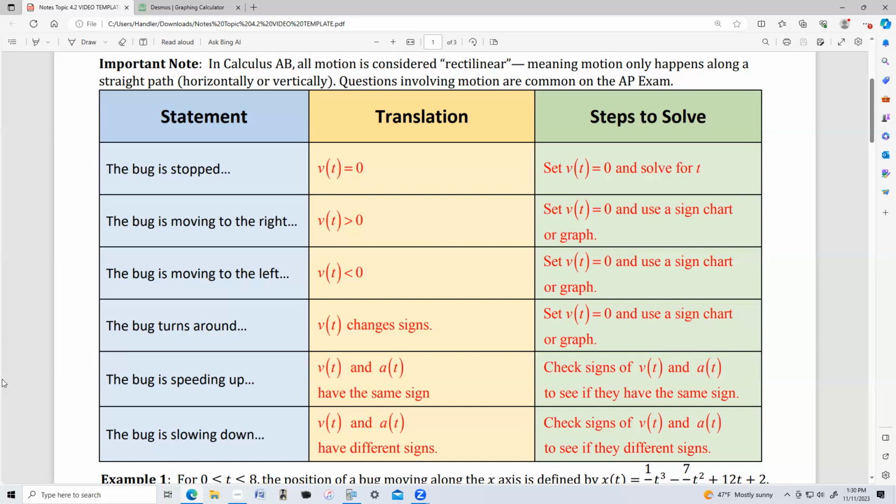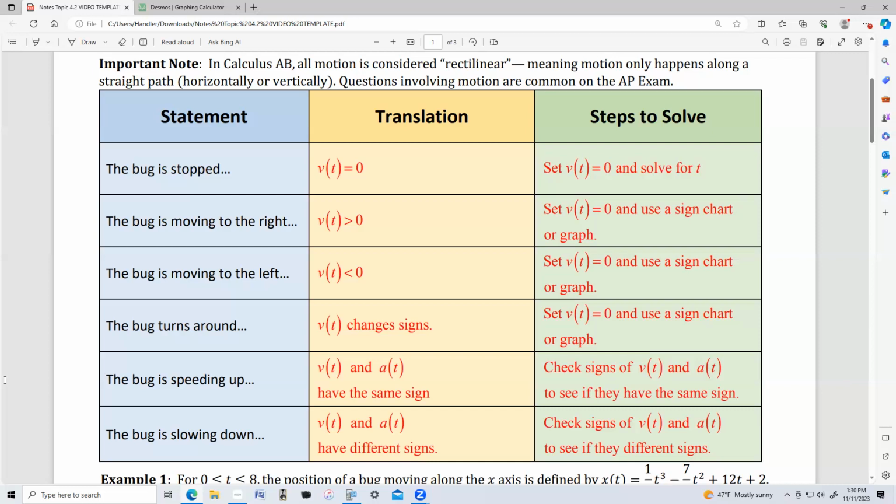When is a bug moving to the right? Well, moving to the right is defined as velocity is positive. So positive is moving to the right. Think about a coordinate system. Moving to the right is positive. Also, moving up is positive. So again, we're going to set the velocity equal to 0, and we're going to use a sign chart or a graph, as we'll look at in subsequent examples today.